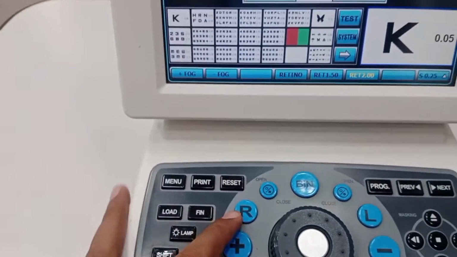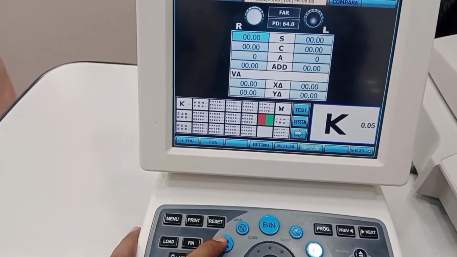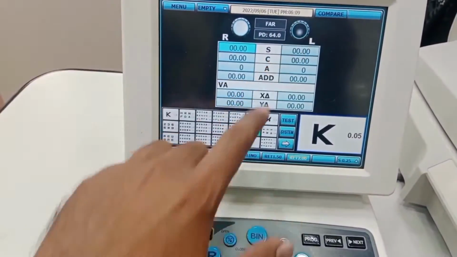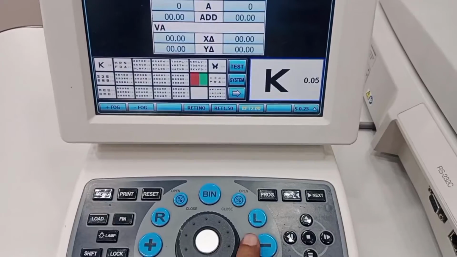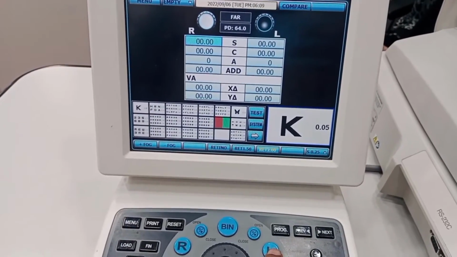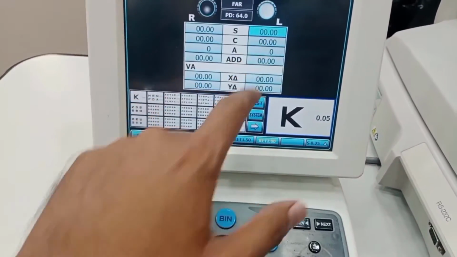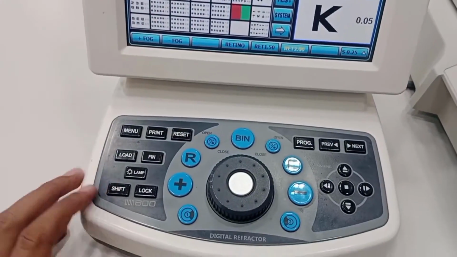This is R, for the right eye, and if I press the button you can see the left eye is closed and I can work on the right eye. And this is L, for the left eye, and if I press this button you can see the right eye is closed and the left is open. I can work on the left eye.